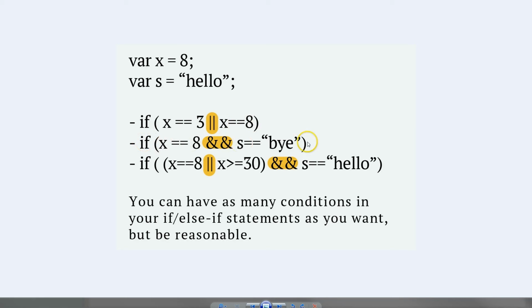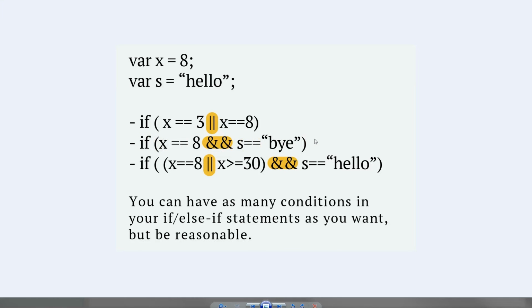On line number 2, we have what's called an AND comparison. So we're comparing two conditions and we're saying, all right, if x is equal to 8, which it is, and the value of s is equal to bye, then execute. However, s is not bye, s is hello. So this part here is true, this part here is false. And because of the AND, we're saying that both of these have to be true, and they're not. So this if statement will not execute.